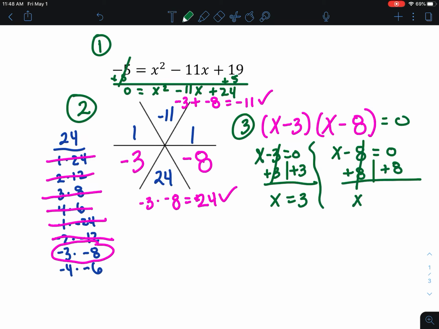X squared minus 11x plus 24. X-intercept at 3 and x-intercept at 8, and they're both positive. And those are my two answers. And notice I have two different x-intercepts, so there are two solutions.